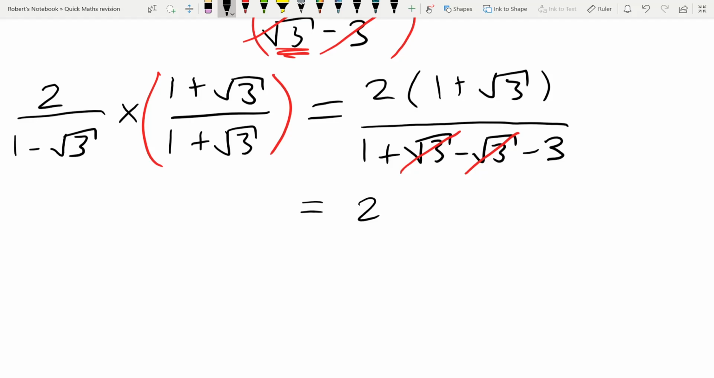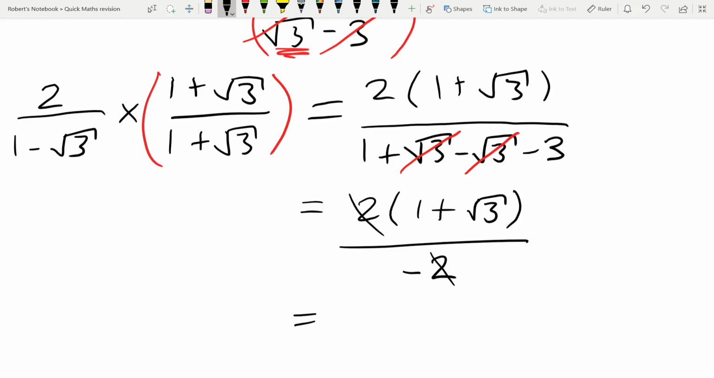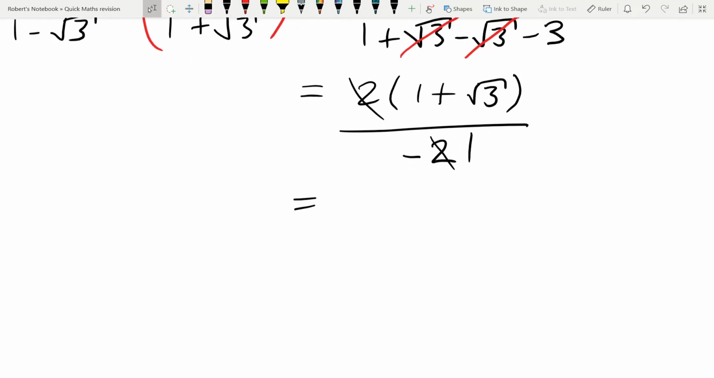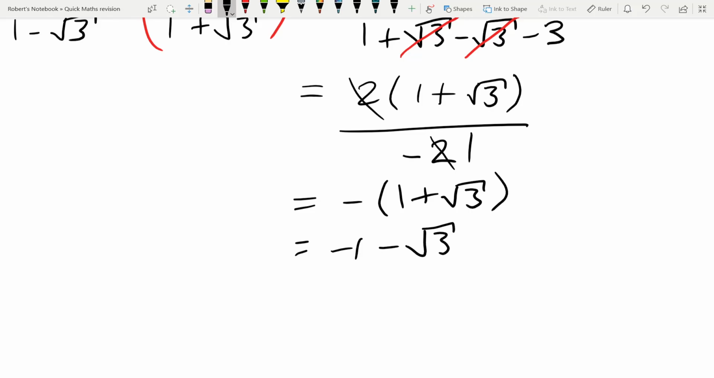So then what we've got is 2 times 1 plus root 3 divided by 1 minus 3, which is minus 2. And then the 2 and the 2 cancel, and that becomes a minus 1. And you could leave it like that, or dividing by minus 1 is the same as timesing by minus 1. So you can have minus 1 plus root 3 as our answer, or if you want to get rid of those brackets, minus 1 minus the square root of 3. And that, as you can see, solves our issue that we don't have any surds in the denominator, as our denominator in this case, similar to the other one, is 1.